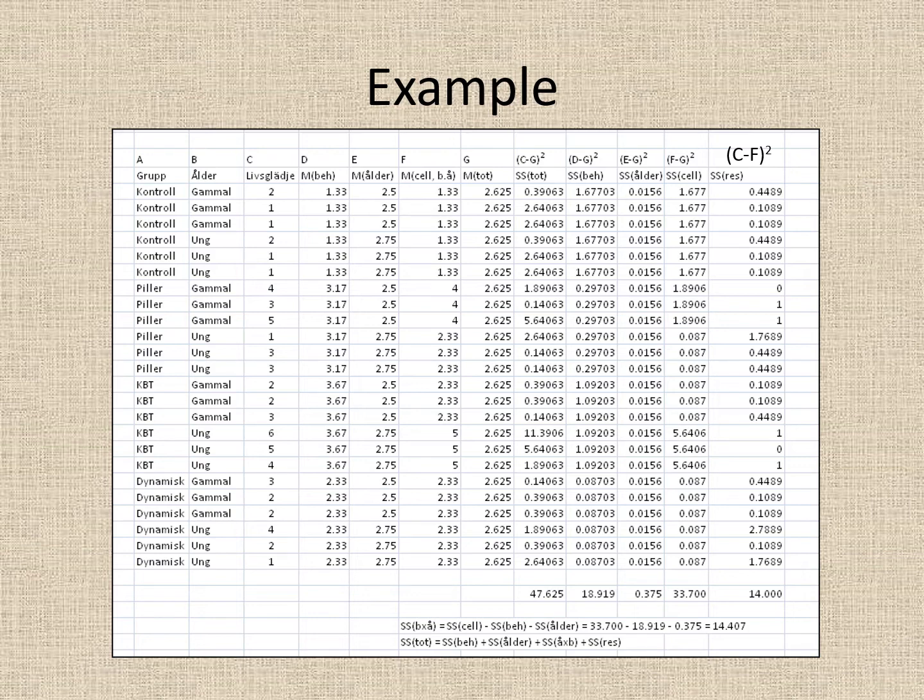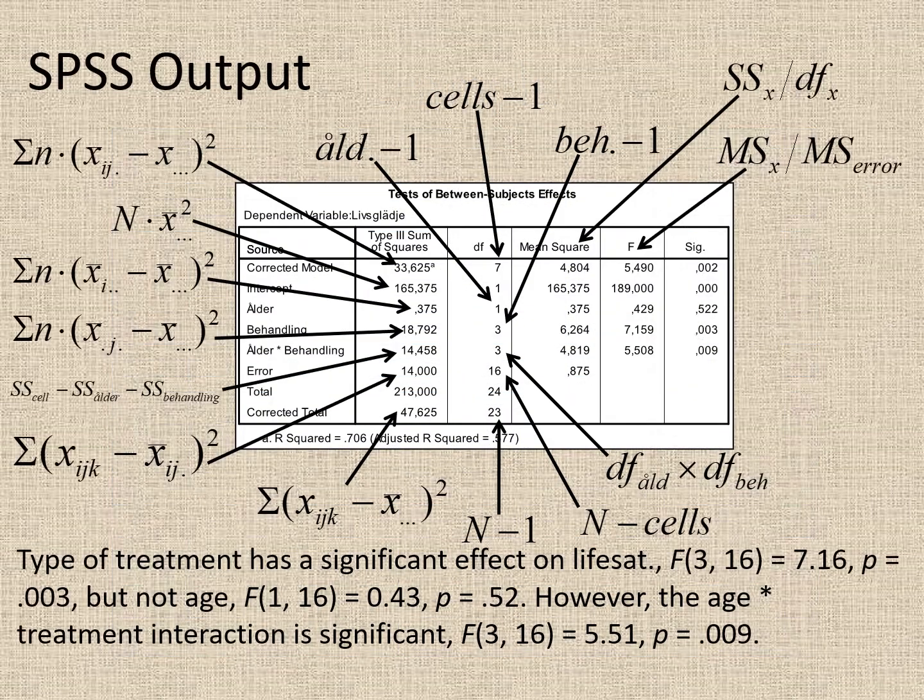Okay. Now, I jump to this output instead. Let's start here. Error, residual. Not explained by sex. Variation in life satisfaction that is neither explained by sex, treatment, or their interaction. It's the variations within the cells. 14.